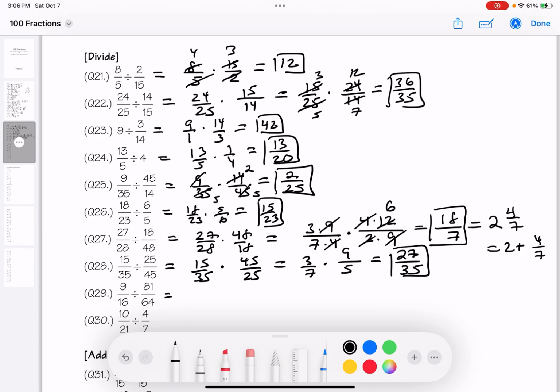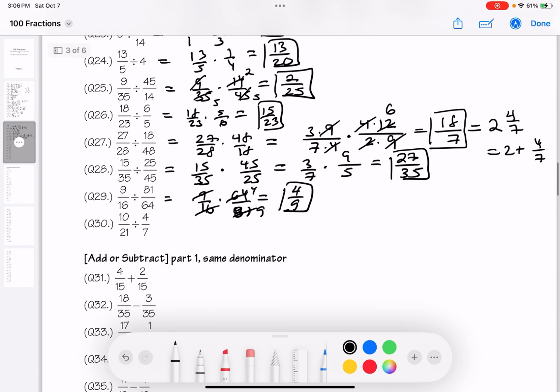All right, let's put the next one down, which is 9 sixteenths times 64 over 81. Whoops. So I'm looking at the 9 and the 81, and that does reduce, by the way. It gives me a 9. And 16 goes into 64 4 times. We're left with 4 ninths. All right, let's put down number 30. And what's that going to be? 10 over 21 times 7 quarters. 7 goes into 7 once, and it goes into 21 3 times.